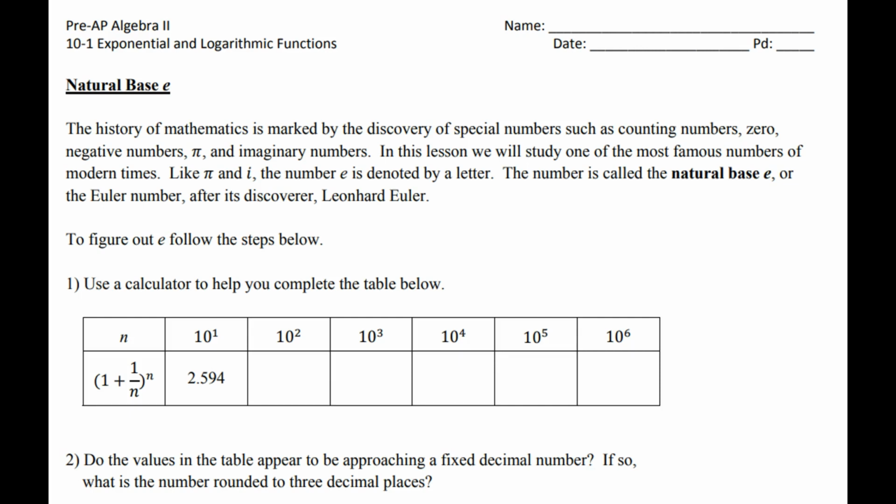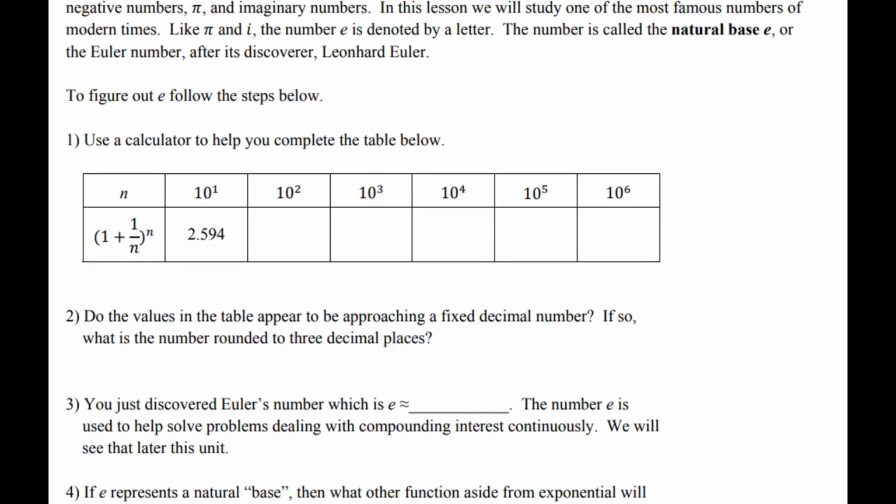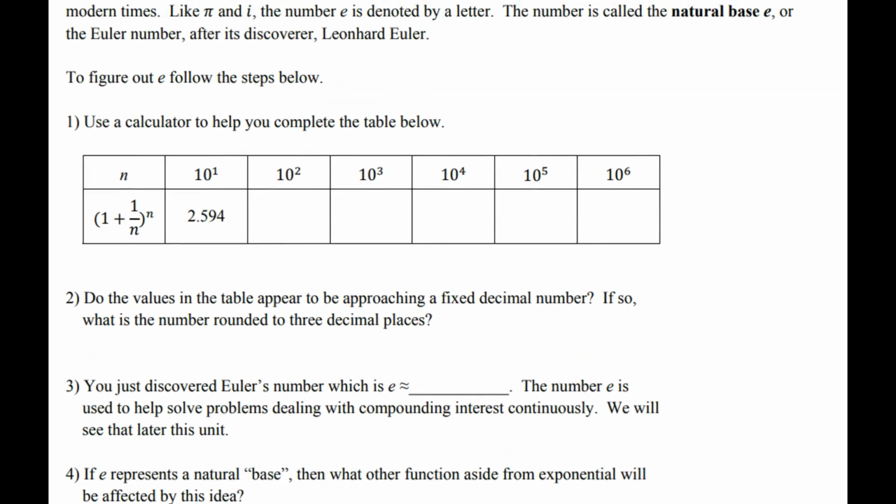Now, what I want you to do first is, do you see this n column here? That has 1 plus 1 over n, all raised to the power of n. That n is all the numbers in the top row. So in order to get that 2.594, this is what they did.